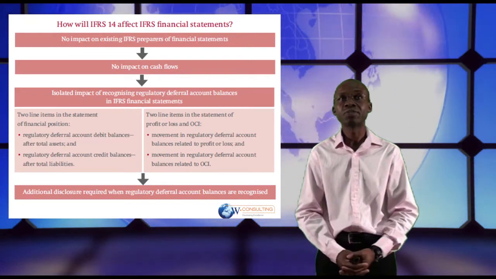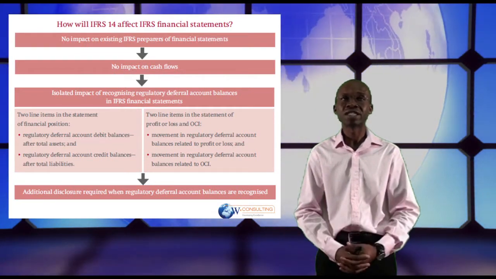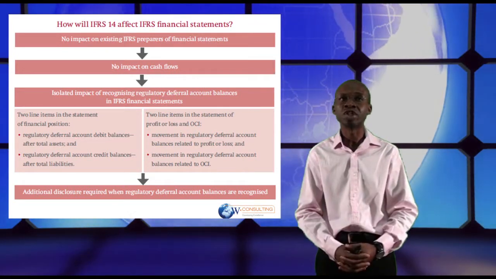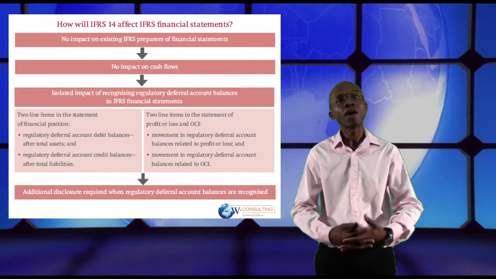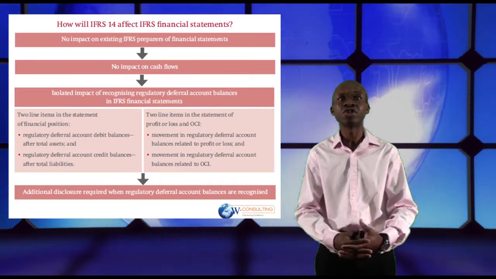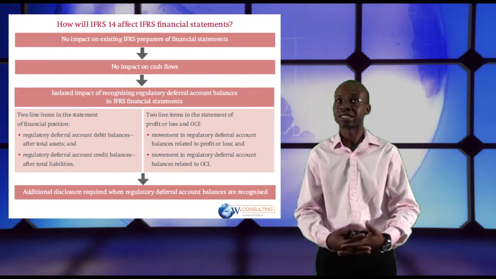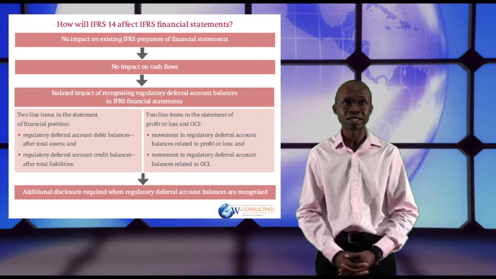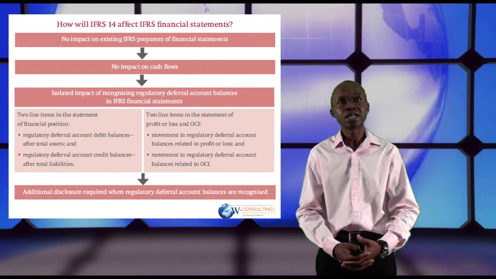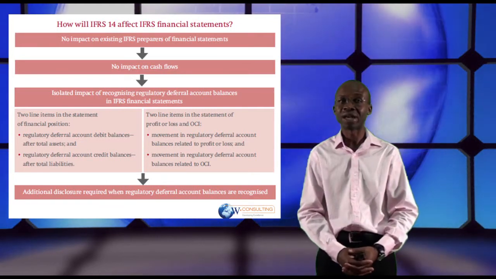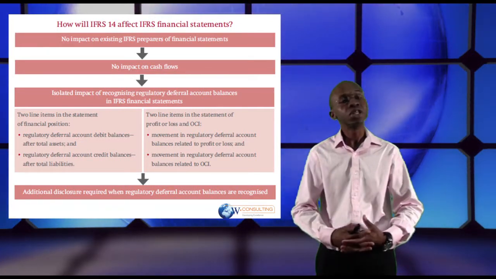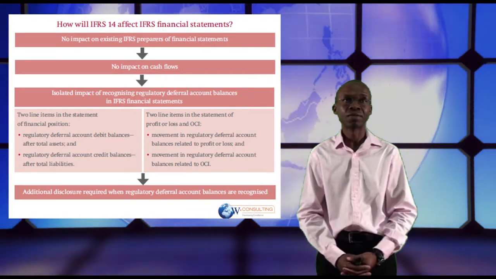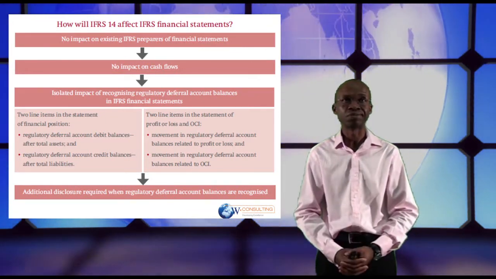Now, in your financial statements, specifically the statement of financial position, there'll be an additional 2 line items that will need to be shown in there. To the extent that you've got a regulatory deferral account balance that's a debit, you'll need to show this amount after your total assets line. To the extent that you've got regulatory deferral account balances that are in credit, then you'll need to show this line item after the total liabilities line. That's in the statement of financial position.